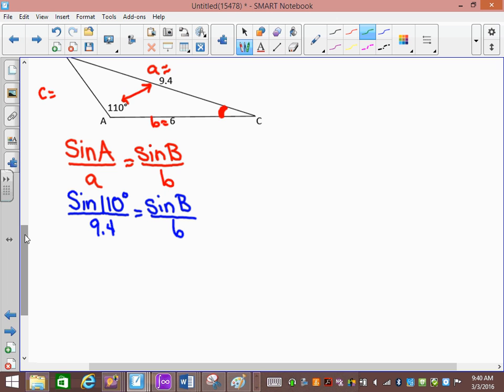Okay. I always put the side first. So we have 6 sine 110. Could I have done the other one first? Yeah, it doesn't matter. Just pick 2 of them. So I always put the side length first. So 6 sine 110 degrees equals the other 2, 9.4 sine B.